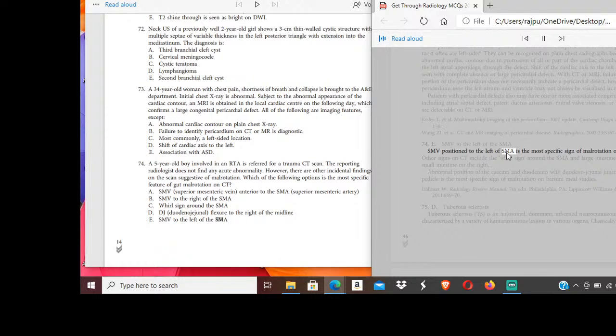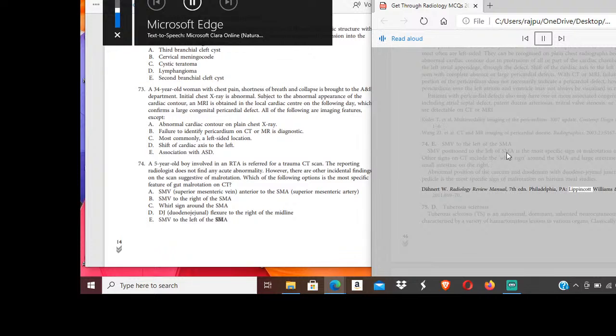SMV position to the left of the SMA is the most specific sign of malrotation on CT, 80%. Other signs on CT include the whorl sign around the SMA and large intestine on the left with small intestine on the right. Abnormal position of the cecum and duodenum with duodenojejunal junction over the right pedicle is the most specific sign of malrotation on barium meal studies. Dähnert W. Radiology Review Manual, 7th ed. Philadelphia, PA, Lippincott Williams and Wilkins, 2011:869-870.